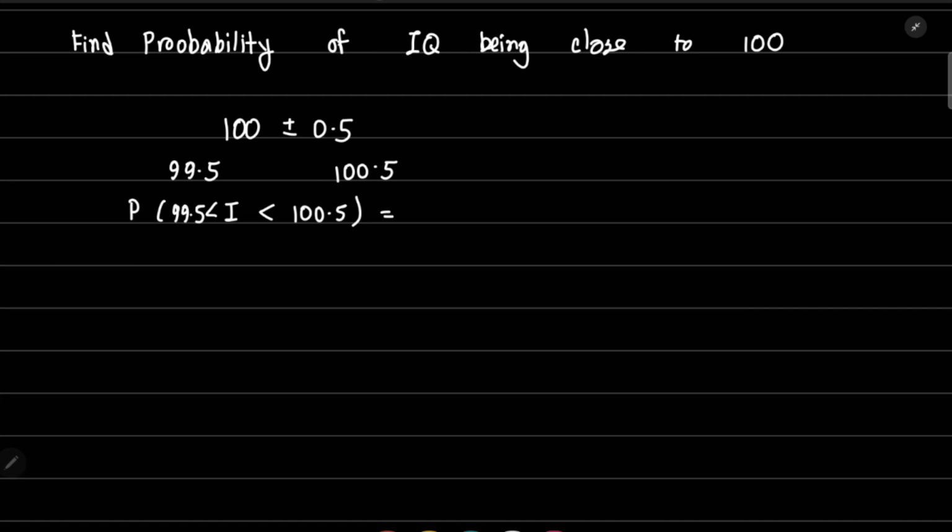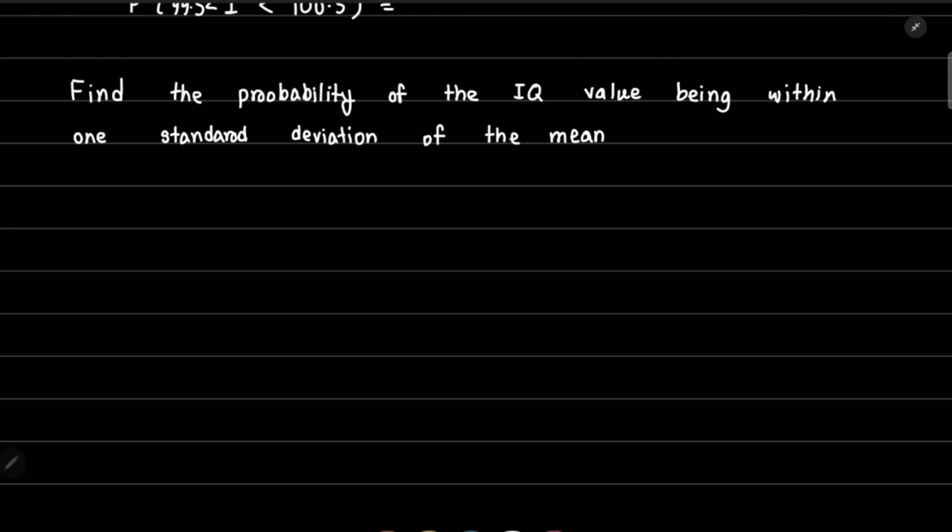Another would be linking the standard deviation and the mean. One type of question is being asked to find the probability within one standard deviation of the mean. This is the most common one. For such cases, we know the standard deviation. For our example, the standard deviation is 15, the mean is 100.